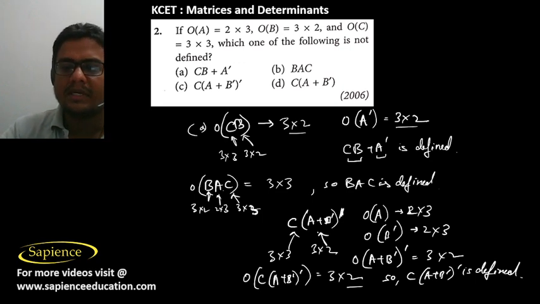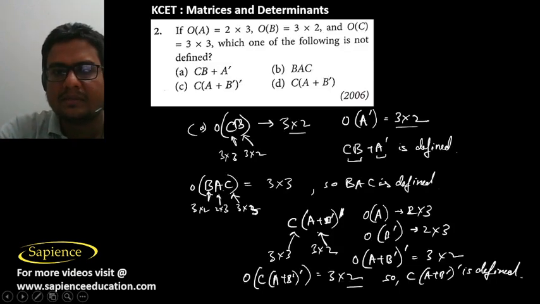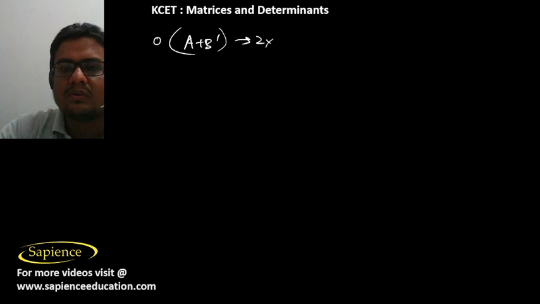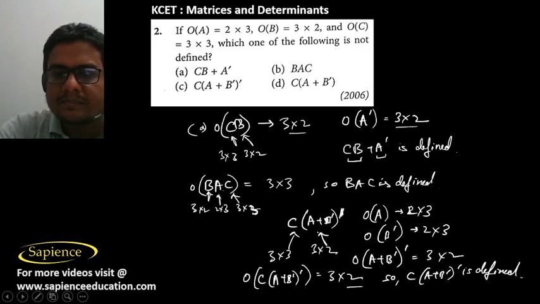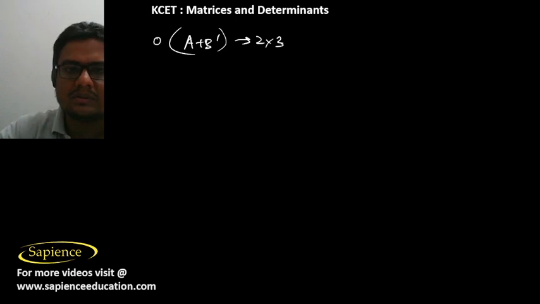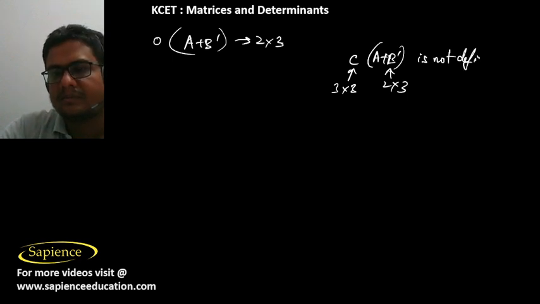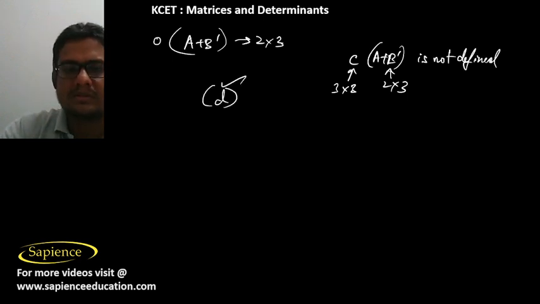Then C into A plus B transpose. So A plus B transpose will be of the order, A is of the order 2 cross 3, B transpose is of the order 2 cross 3, so A plus B transpose will be of the order 2 cross 3. Now C is of the order 3 cross 3 and A plus B transpose is of the order 2 cross 3. So it means that C into A plus B transpose is not defined. So option D is the correct answer.